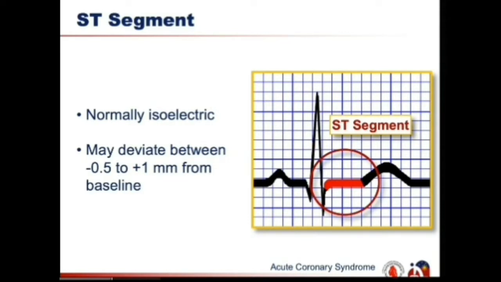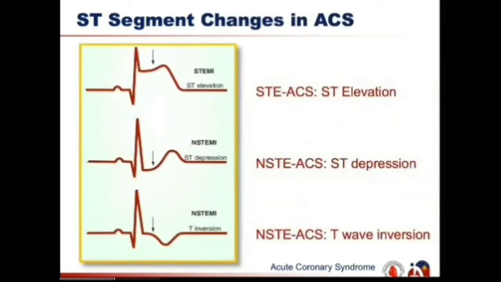In the spectrum, the ECG determines the type of ACS we encounter. Those patients who present with ST elevation will be labeled as having ST elevation acute coronary syndrome, while those with ST depression or T wave inversion will be labeled as non-ST elevation acute coronary syndrome. The importance of distinction of the two will be discussed later in the management.